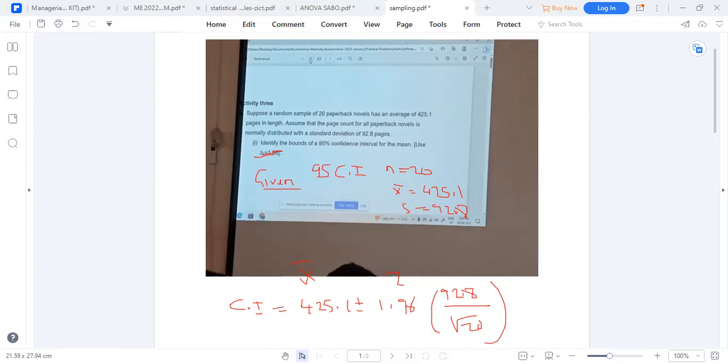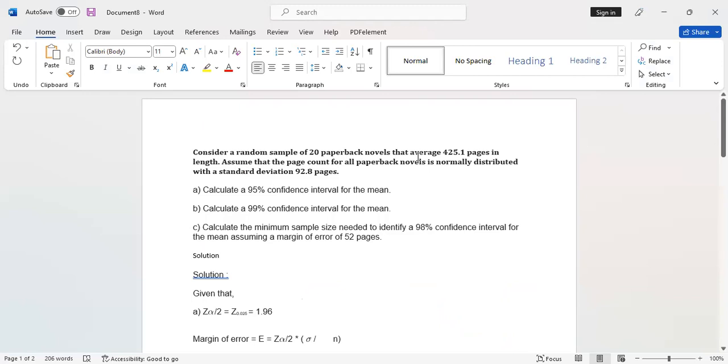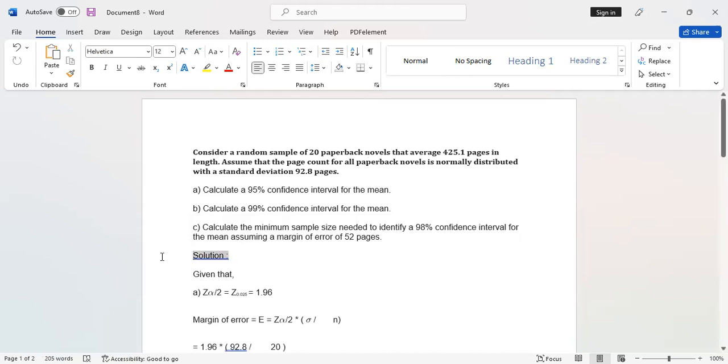Okay, in the interest of time, let's consider a random sample of 20 paperback novels that average 421 pages in length. Assume the page counts for all paperback novels are distributed with a standard deviation of 92.8. Calculate a 95% confidence interval, calculate a 99% confidence interval, and calculate the minimum sample needed to identify a 98% confidence interval for the mean, assuming the margin of error is 52 pages. So this exact question is coming. Let's look at the miracle kit.